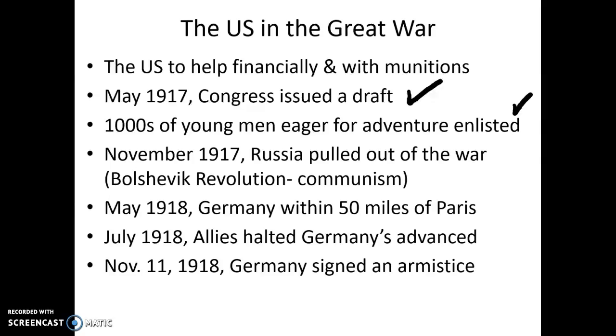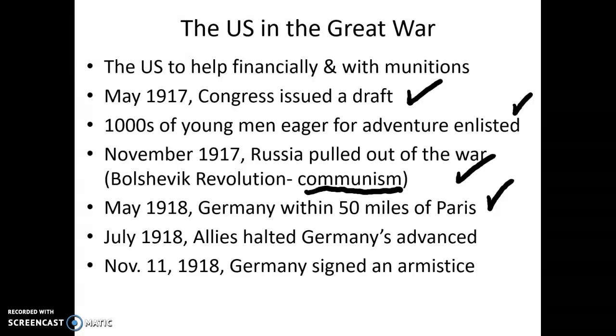In November 1917, Russia pulled out of the war because they are now engaged in a civil war, or what becomes known as the Bolshevik Revolution, because Russia wants to become a communist country. So now Russia is out and Germany is able to focus all its defenses on the Western Front. By May 1918, Germany was within 50 miles of Paris, and the Americans were still not supporting the Entente. So the Americans, seeing how desperate the situation was, finally joined the fighting.